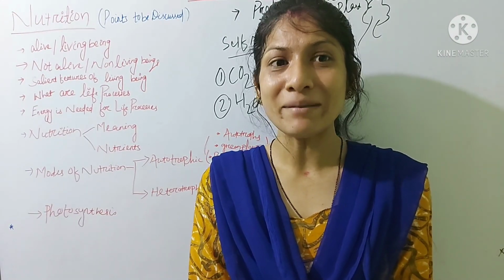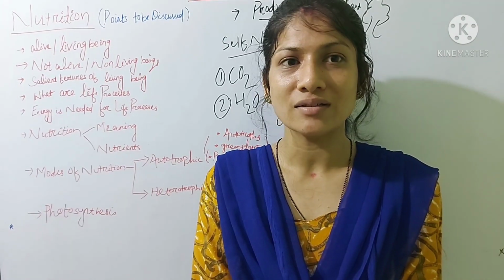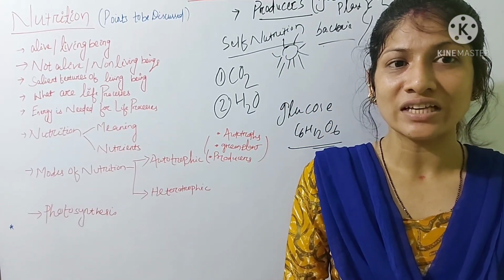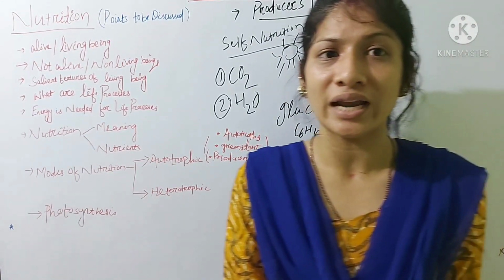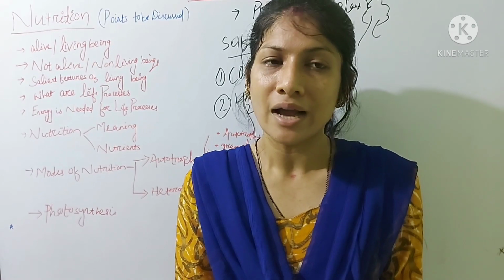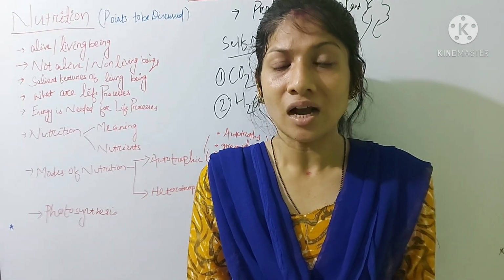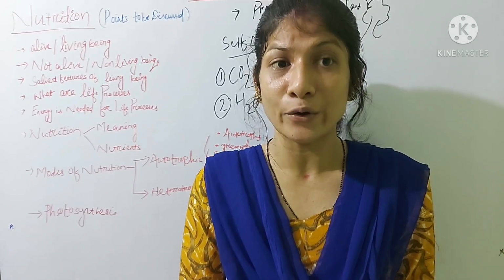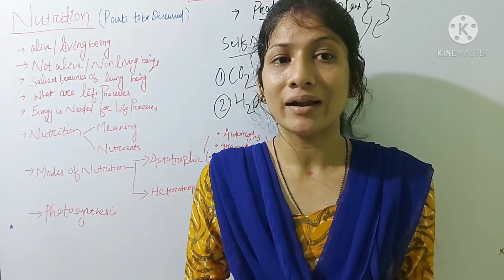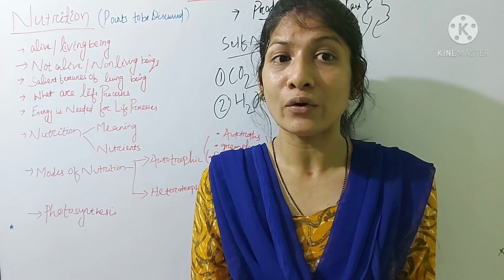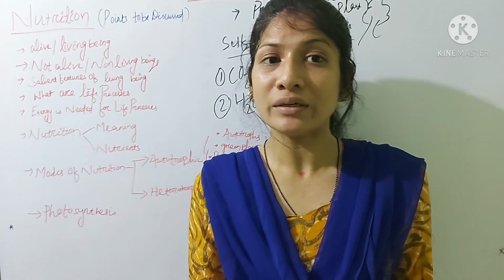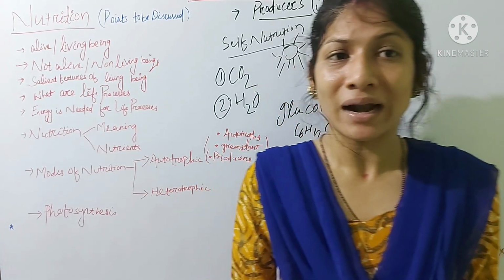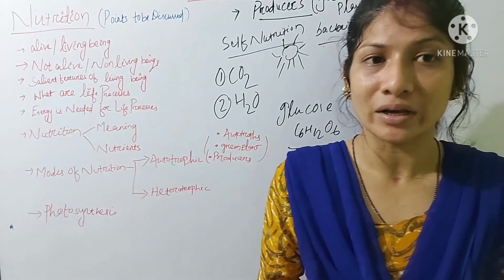So the green plants and some bacteria are known as the producer or the autotrophs, and the plants which have no green pigment, the chlorophyll pigment, are known as the non-green plant. The non-green plants are not the autotrophs, they are heterotrophs. That means they cannot make their own food, they depend on the producer. The non-green plants are heterotrophs, they are not producers.